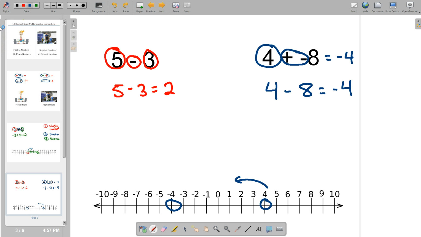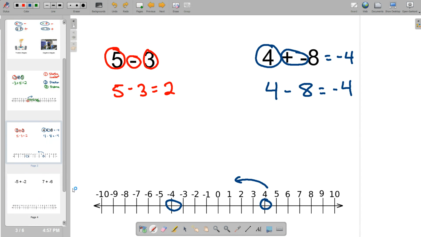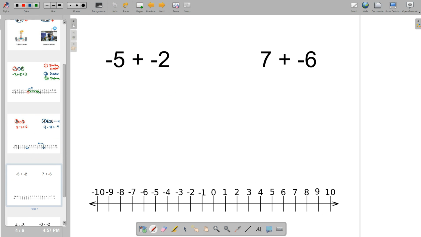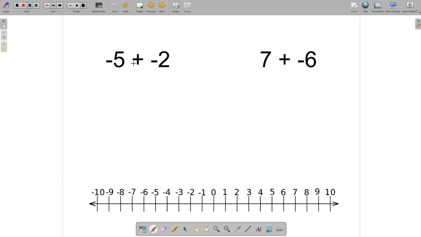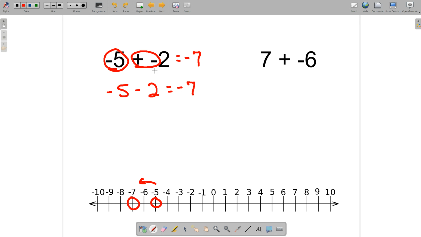Okay, we got a little bit tougher. We can get a little bit tougher still. From here, we have -5 plus a -2. Once again, we're going to start at our -5. In between the numbers, we have a positive and a negative. If Mr. Schmidt and Mr. Evans fight, obviously Mr. Schmidt is going to win. So I go left 2. And we land at -7. So -5 plus -2 is equal to a -7.